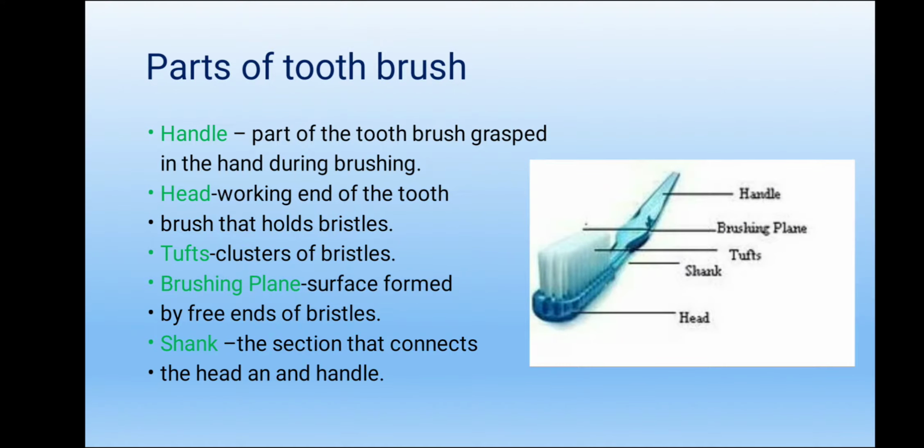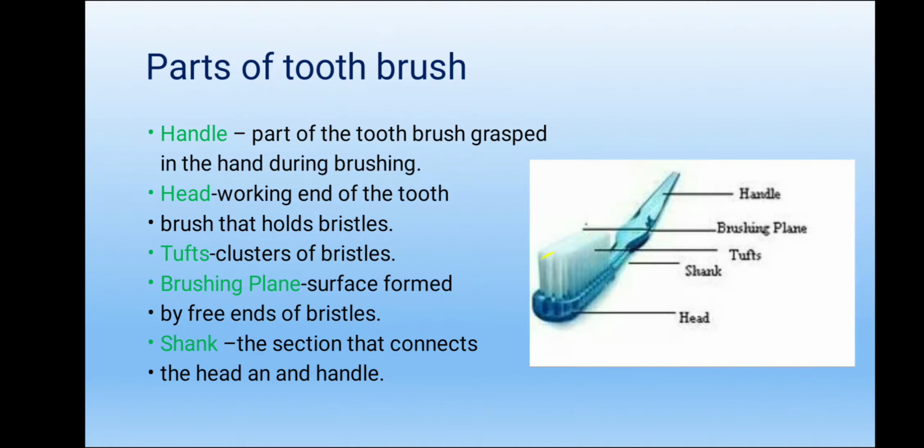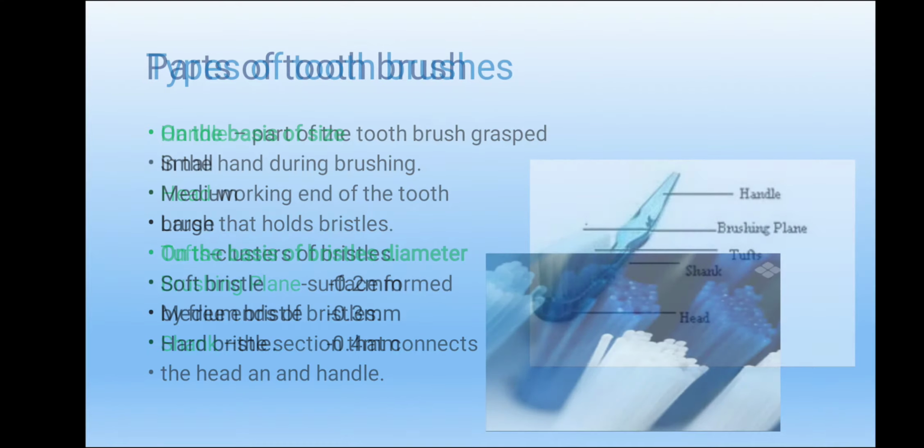Parts of the toothbrush. This is the handle. It is the part of the toothbrush which is grasped in hand during brushing. Head is the working end of the toothbrush that holds the bristles. Shaft is the section that connects the head and the handle of the toothbrush. So this is a bristle and this is the tuft, which consists of a cluster of bristles. Brushing plane. This is the brushing plane. This is the surface formed by the free ends of the bristles.